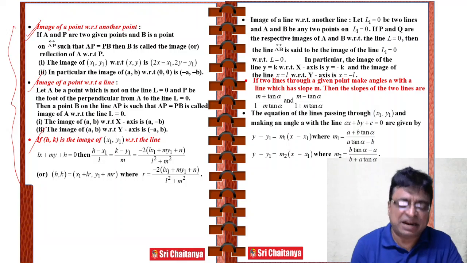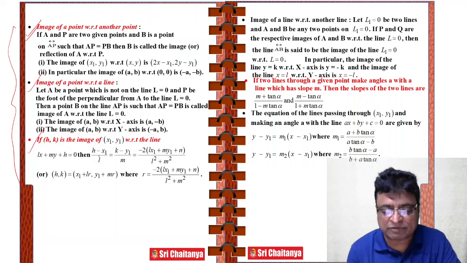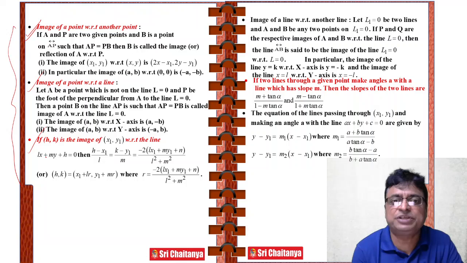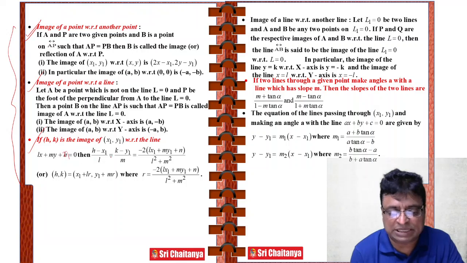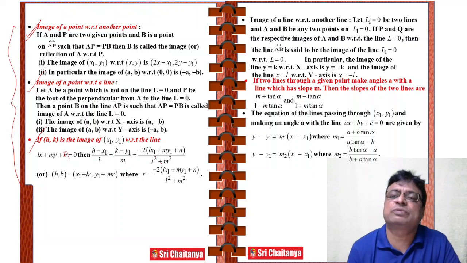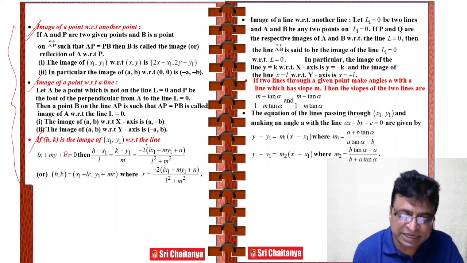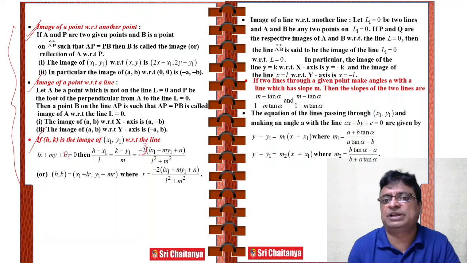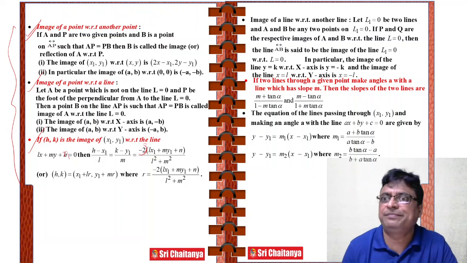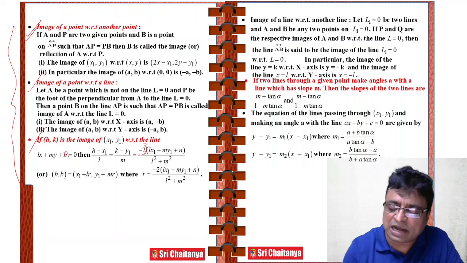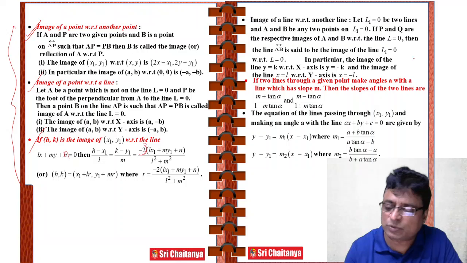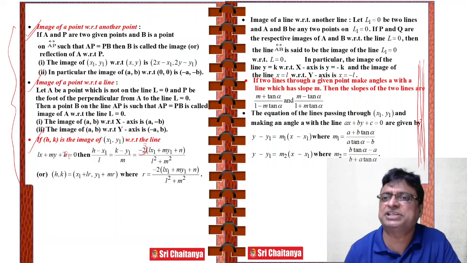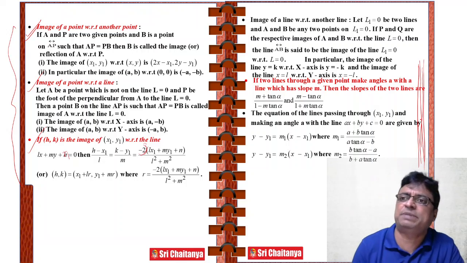And if (h, k) is the image of the point (x1, y1) with respect to the line lx plus my plus n equal to 0, then (h minus x1) by l equals (k minus y1) by m equals minus 2 into (lx1 plus my1 plus n) by (l square plus m square). See here, for the image minus 2 comes, whereas for the foot of the perpendicular minus 2 is not there. That is the only difference between them. Again, this is a favorite concept for the IIT JEE examination. Problems based on this application are very, very important. Please practice it very well.